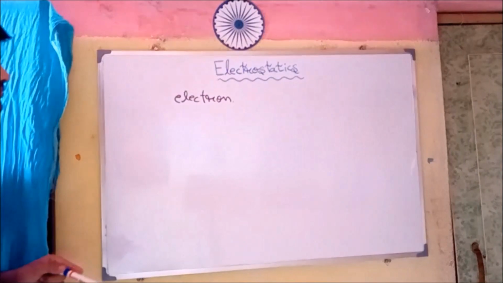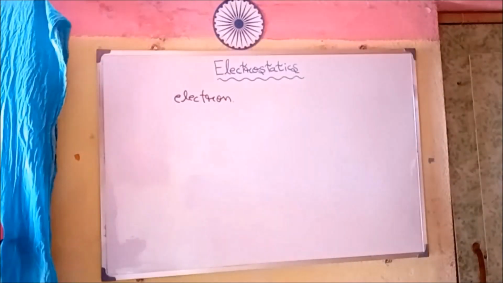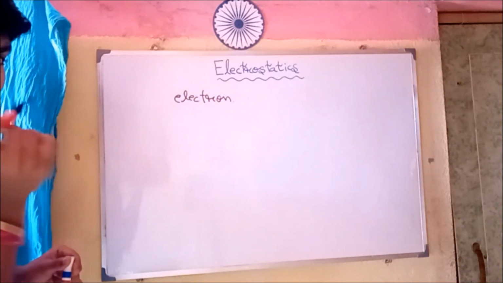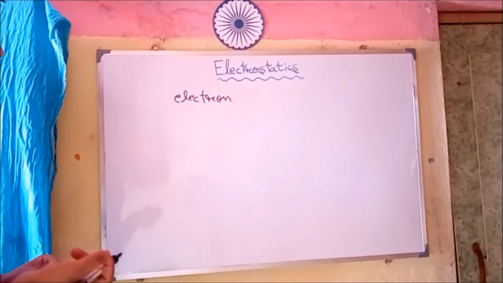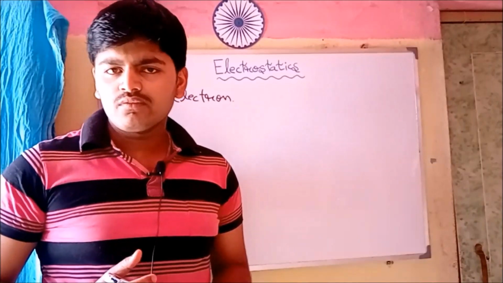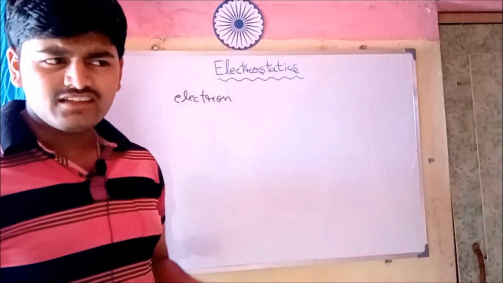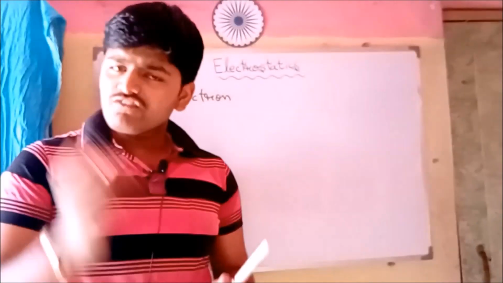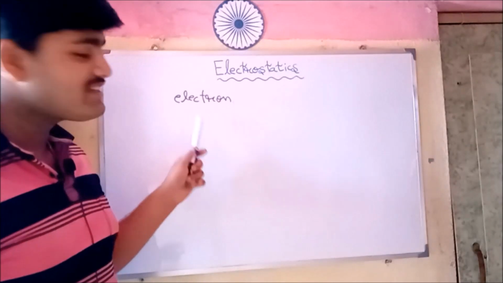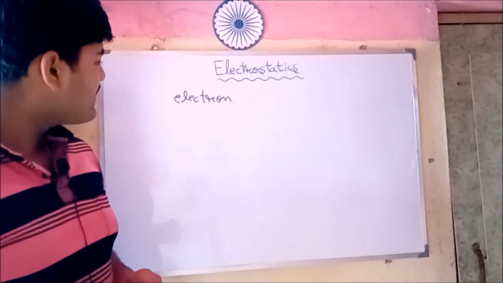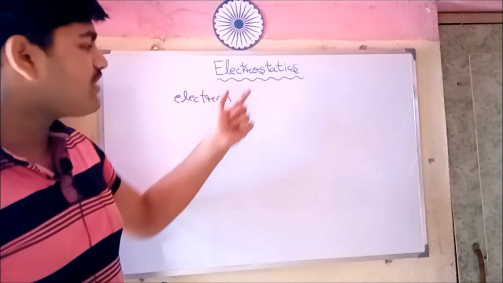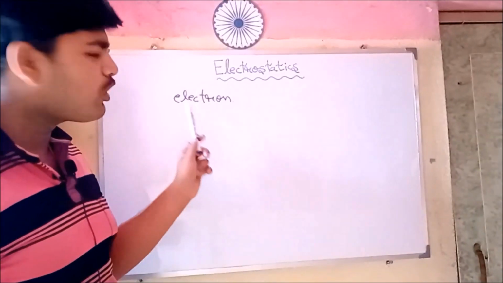Now, what is an electron? An electron is the most elementary or fundamental particle of the entire charge which we see in our day-to-day life, from the bulb, tube light, fan, refrigerator, wherever an electrical appliance or electrical current is in use, electron is taking part. So, electron is obviously a very important topic for electrostatics.